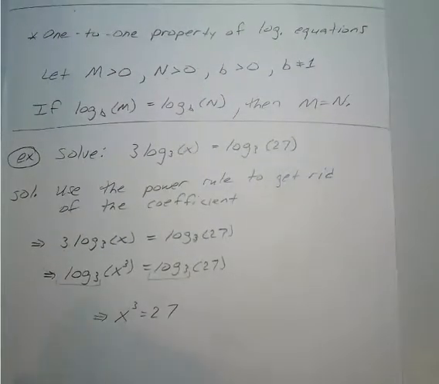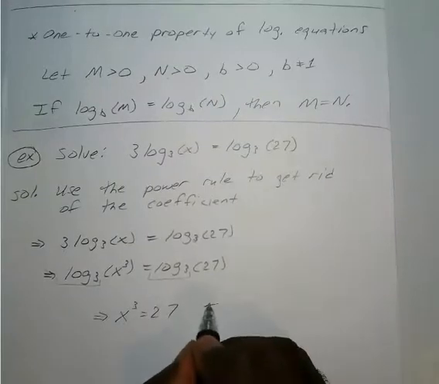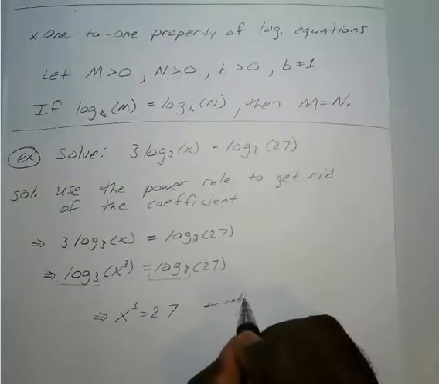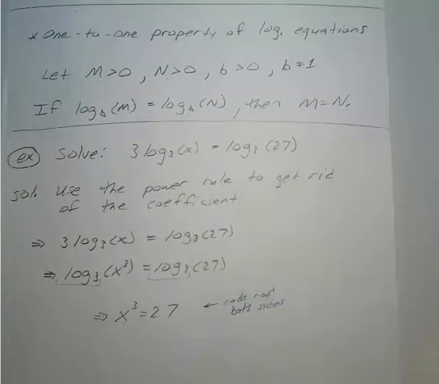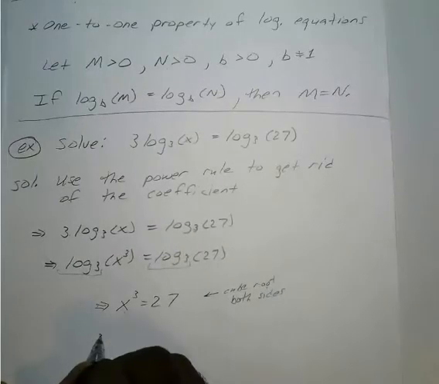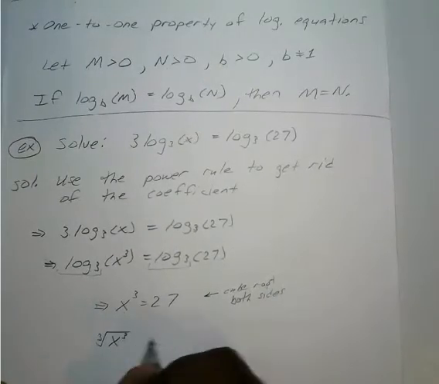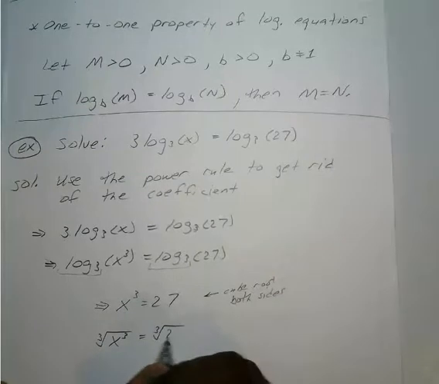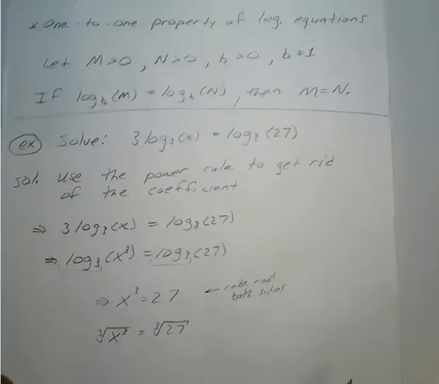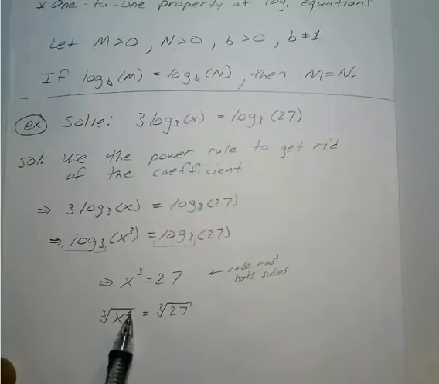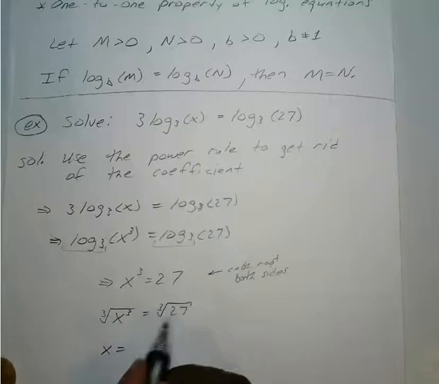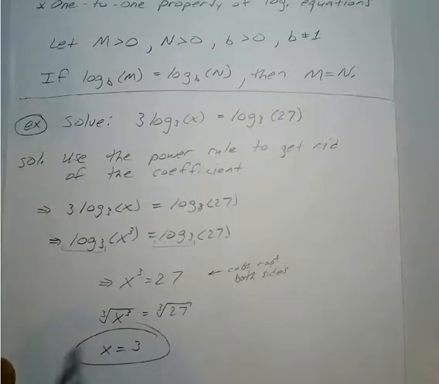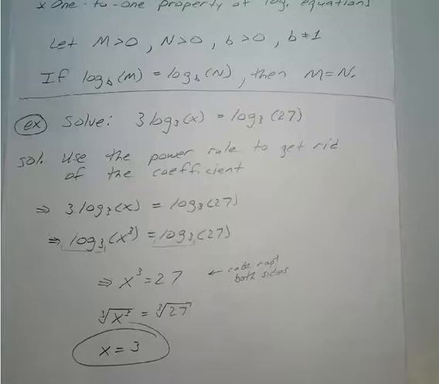Now we just take the cube root of both sides. So the cube root of x to the third power equals the cube root of 27. Remember, the cube and the index cancel out, so you end up with x equals the cube root of 27, which is equal to 3. That's how you would solve this one.